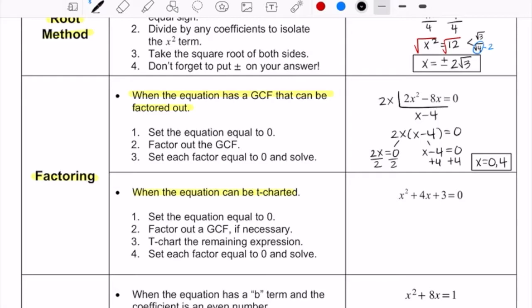For this example here, I'll get that my two answers are x equals 0 and x equals positive 4. The next example on the notes is also best solved by factoring because it can be t-charted. Remember, when you solve by t-charting, you're looking for two numbers that times to give you x squared, so that'll be x and x. And then the two numbers that times to give me 3 but add up to give me 4 are going to be positive 3 and positive 1.